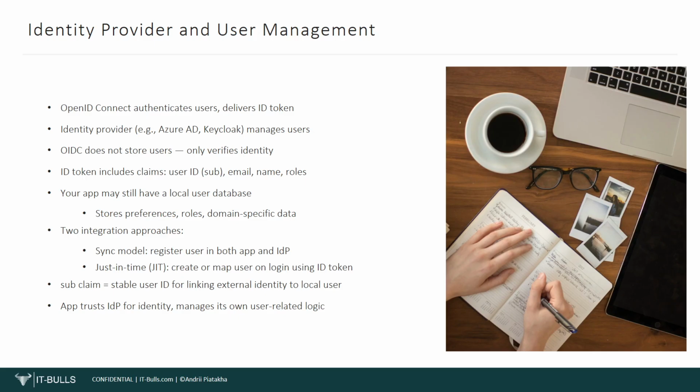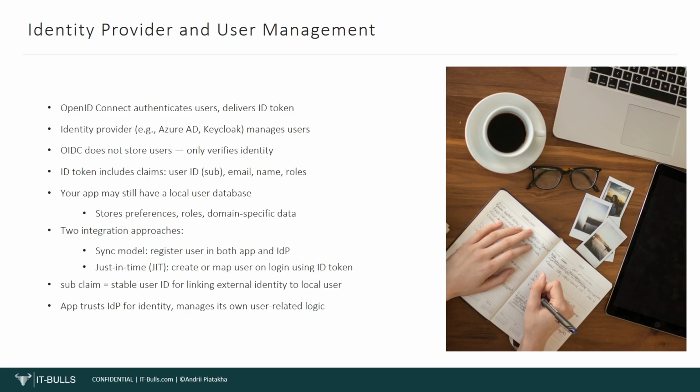Now, in many systems, you already have your own user database. You might store user preferences, domain-specific roles, or other business-critical data. So how do you connect the identity coming from the identity provider with the user records in your application? There are two main approaches. One is to synchronize users. When someone registers in your app, you also create a corresponding user account in the identity provider. This ensures both systems stay aligned and the identity provider remains your source of truth for authentication.